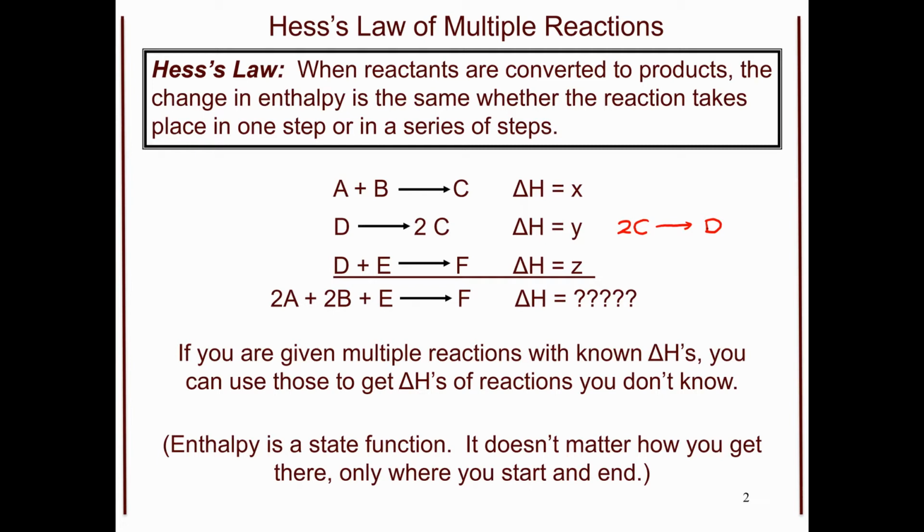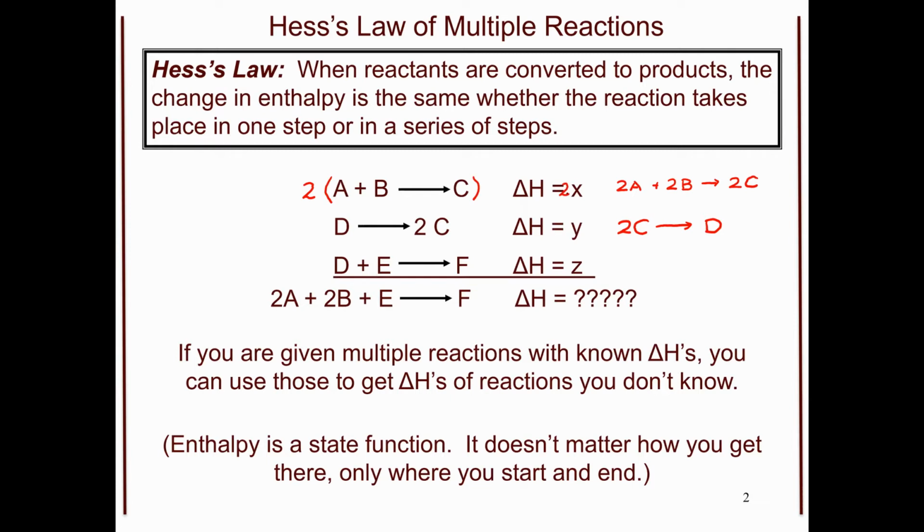So how do we do that? Well, that's easily done by multiplying our top reaction here by 2. So this would give us 2A plus 2B forming our 2C. So whatever we do to the reaction, we must do to the energy as well. So as you see here, I would need to multiply my delta H by 2, giving us an energy of 2x.